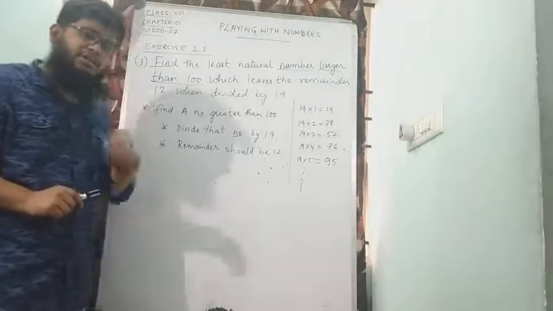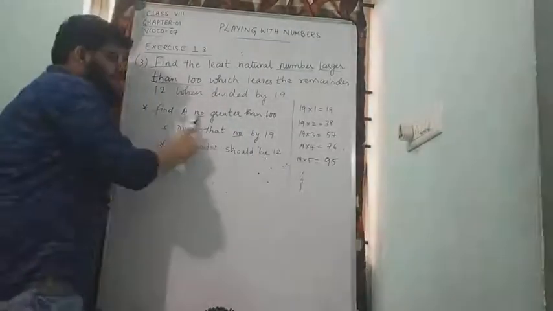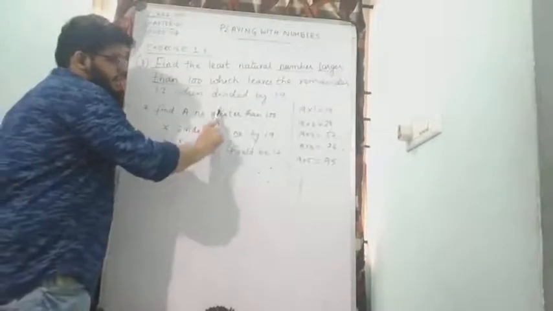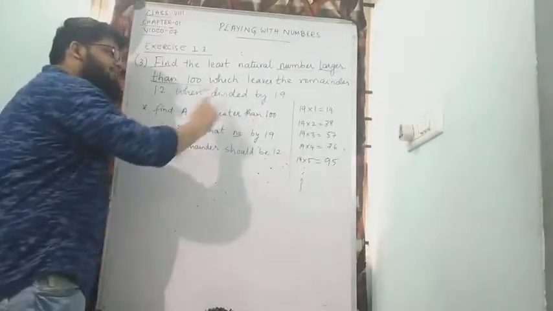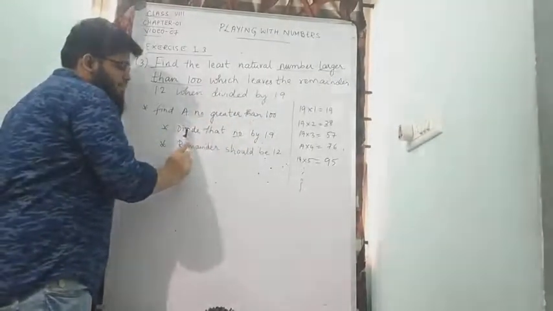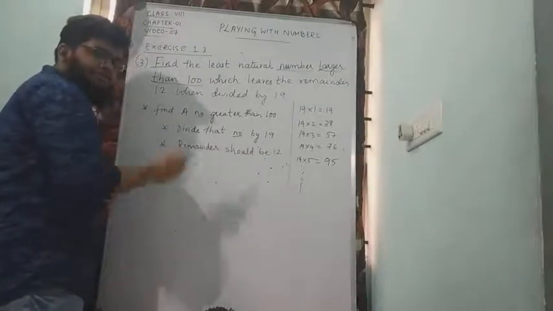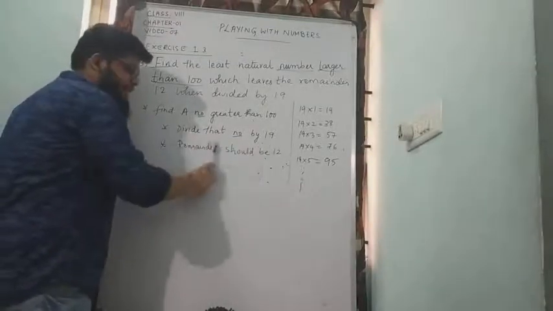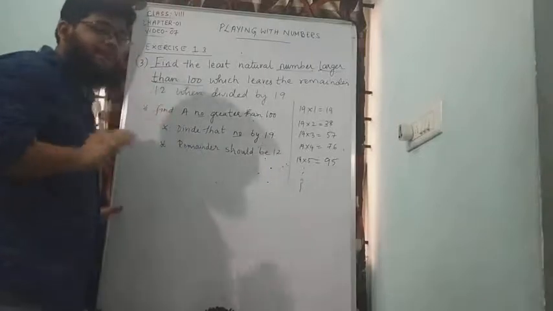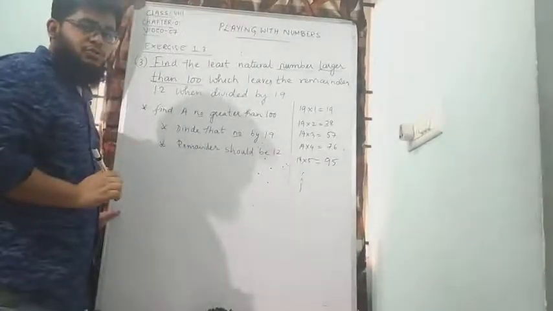I have written down in steps what we are doing. First we should find a number. That number should be greater than 100. And after taking that number, we should divide it by 19. After dividing that number by 19, the remainder should be only 12. Exactly 12. Not less and not more than 12.